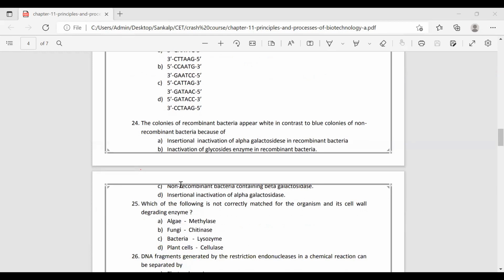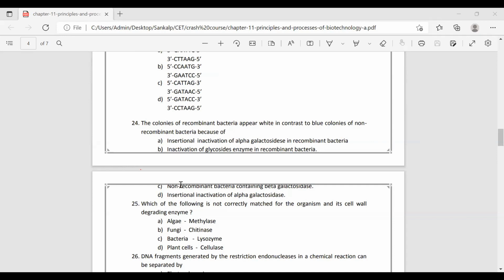Option C, non-recombinant bacteria containing beta-galactosidase. Option D, insertional inactivation of alpha-galactosidase. So what is the answer for the 24th question? Option D, ma'am. Option D, insertional inactivation of alpha-galactosidase. Ma'am, C, ma'am. Option C is the right answer.